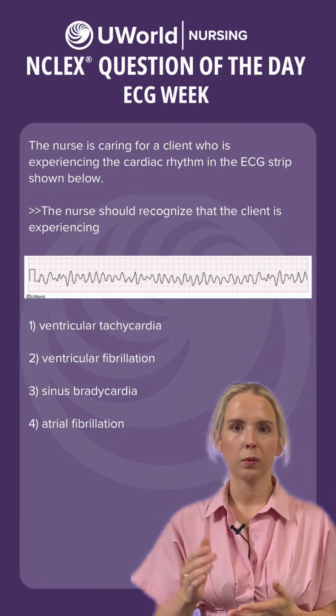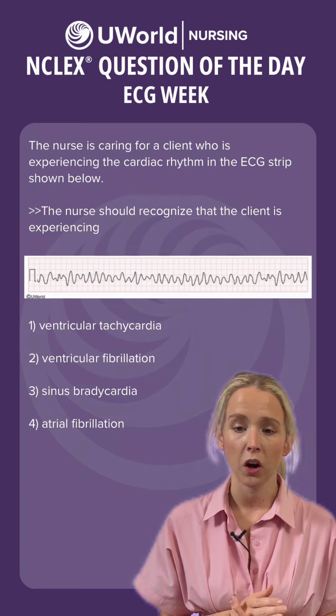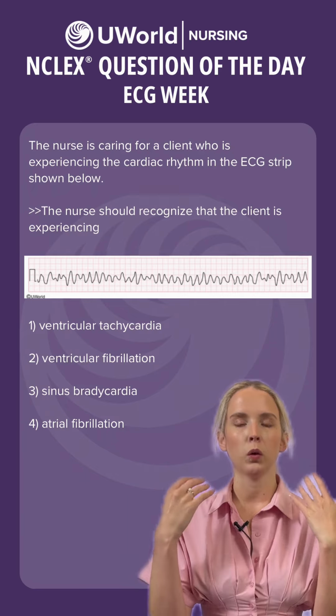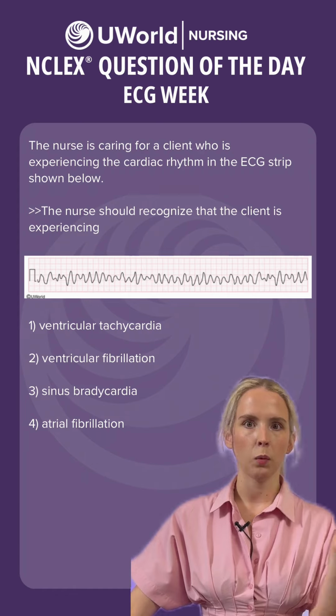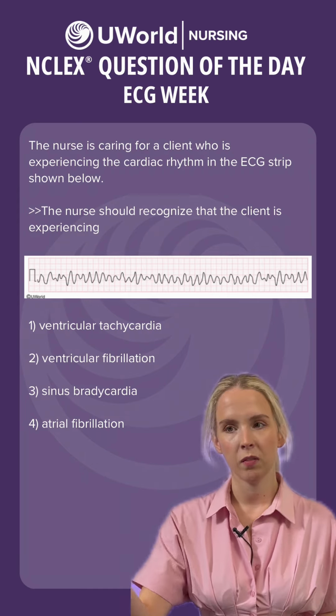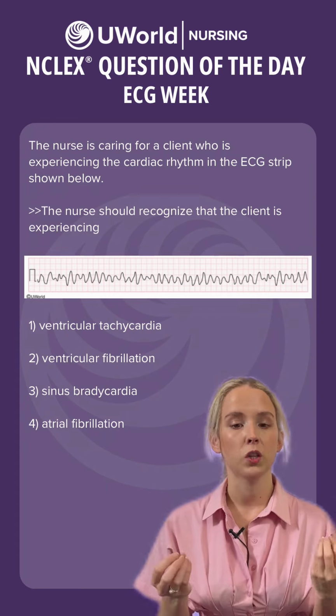So when we look at this strip, what we see is kind of a chaotic pattern. We're not going to really be able to effectively measure the heart rate here. We're going to see an irregular rhythm, no real atrial activity, which means no P wave, no PR interval, and really we can't even measure QRS intervals here. What we see essentially is the heart functions start to unravel.